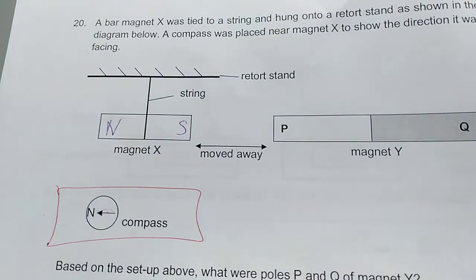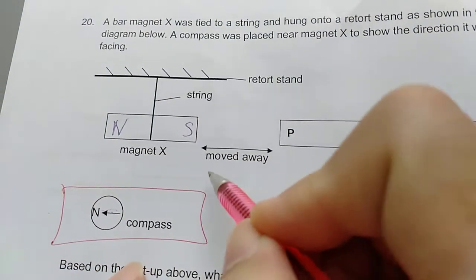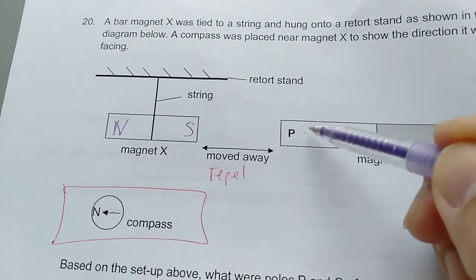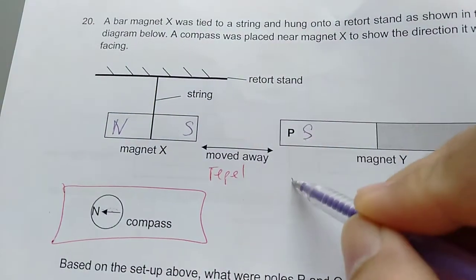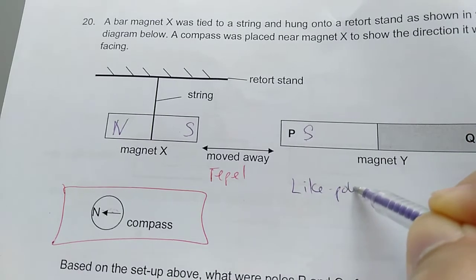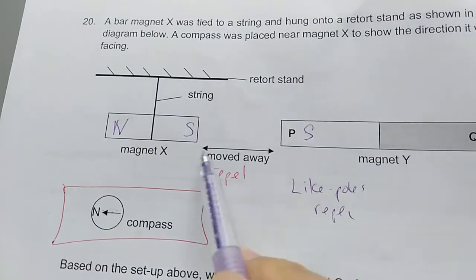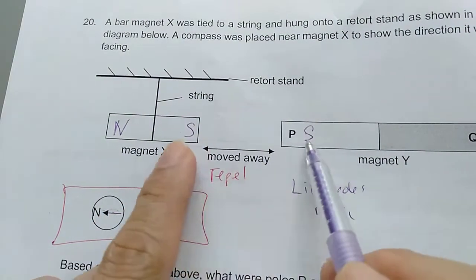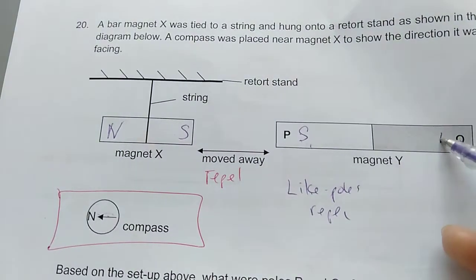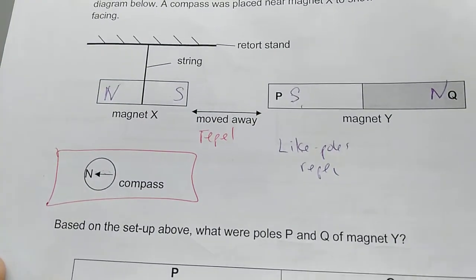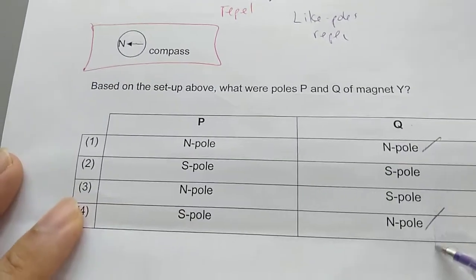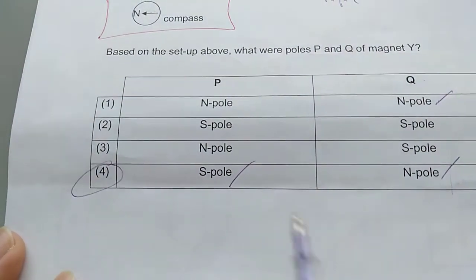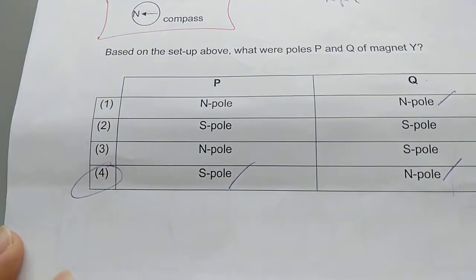We move away means that these two are actually repelling each other. Repel, then this part must be a like pole, because you learned that like poles repel. S and S, south and south, they are the same, they are like, they repel. If this is south, this is north. So Q must be north, and then P must be south. So the answer is 4 for question 20.